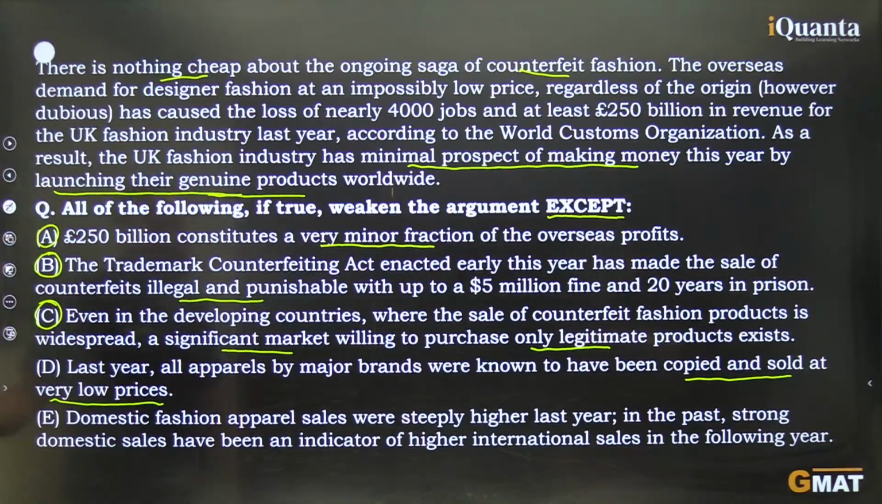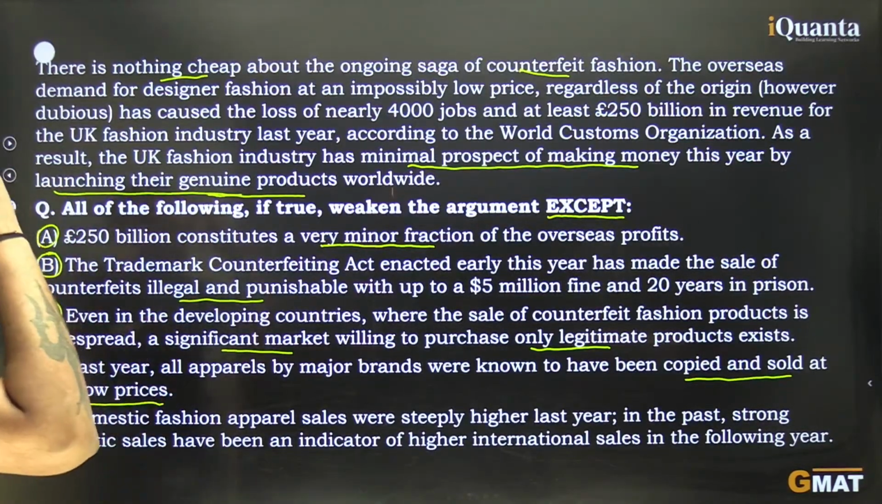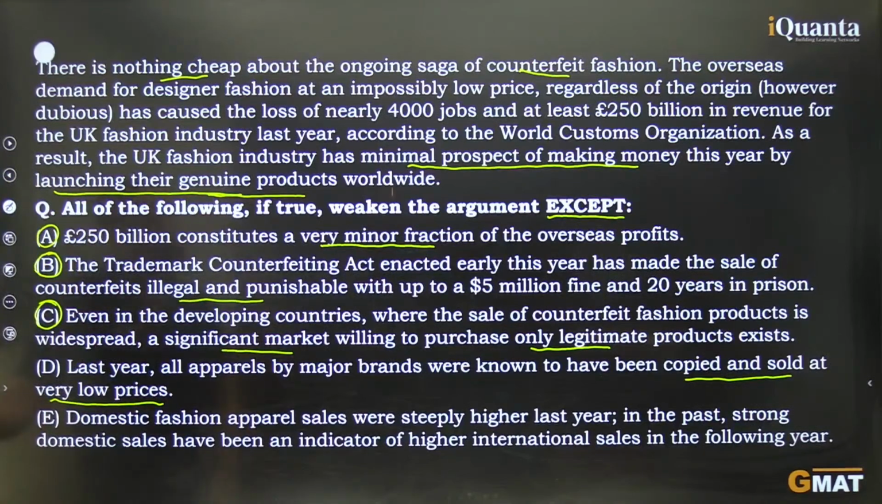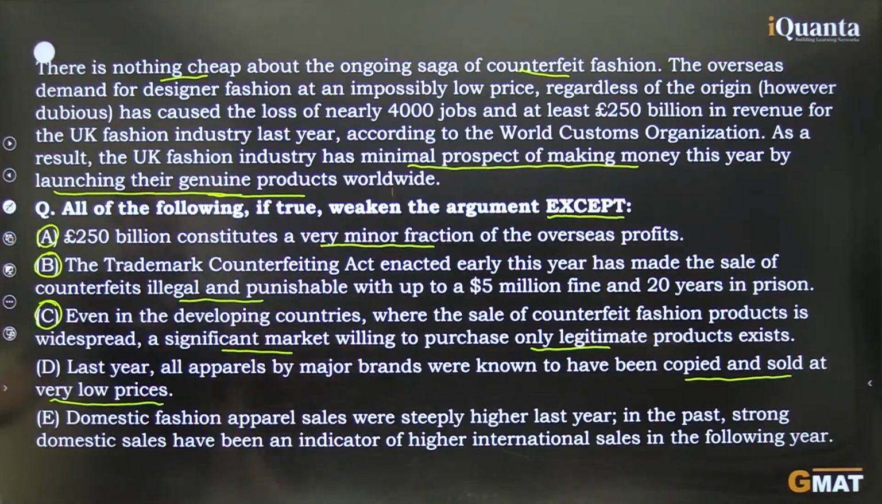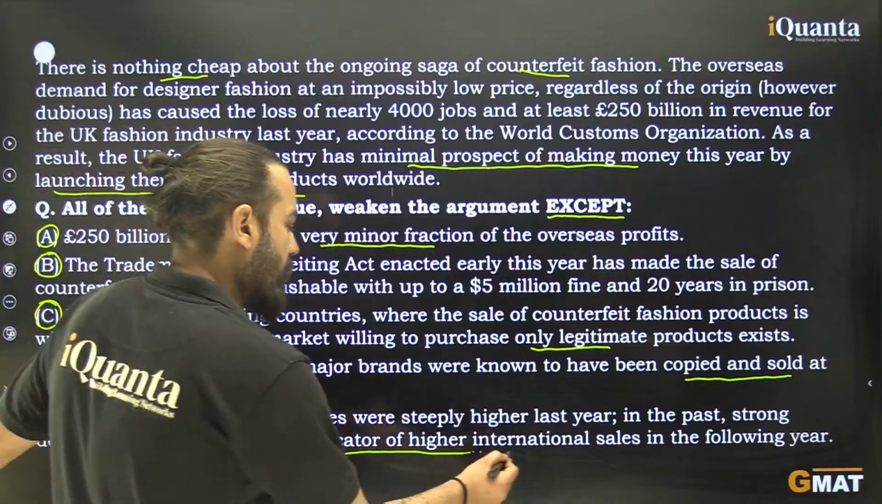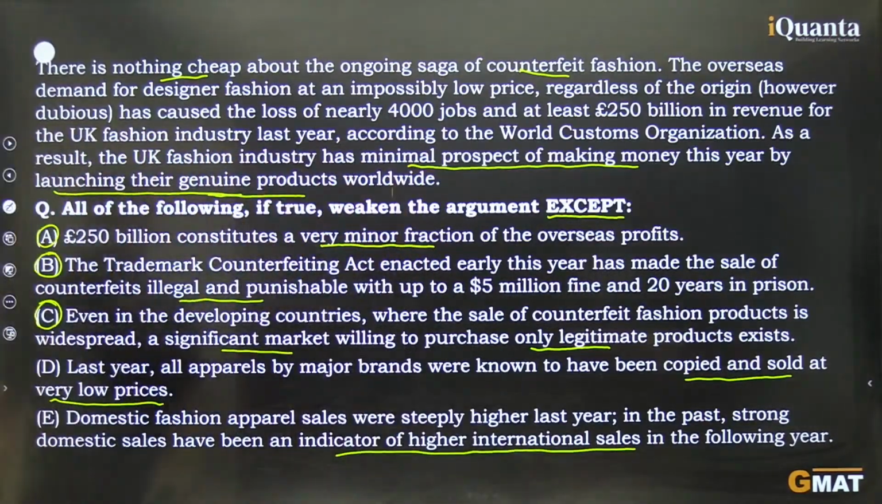E says, domestic fashion apparel sales were steeply higher last year. In the past, strong domestic sales have been an indicator of higher international sales in the following years. So we're saying yes, in the following years there will be higher international sales because there have been strong domestic sales, which gives the big brand a reason to be launching the genuine products because of the forecast. Indicator of higher international sales. Yes. So this is also weakening the argument. A, B, C and E weaken the argument. D, which does not, becomes my answer. Alright, next question.